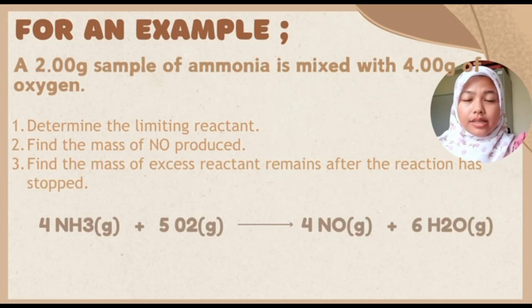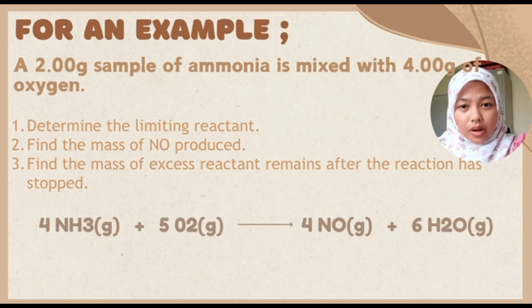So here is an example. A 2.00 gram sample of ammonia is mixed with 4.00 gram of oxygen. This question asks to determine the limiting reactant, to find the mass of NO produced and find the mass of excess reactant that remains after the reaction has stopped.